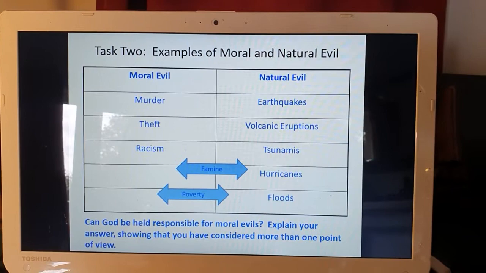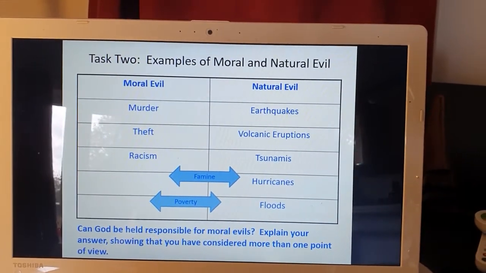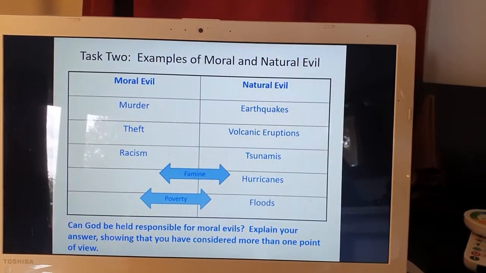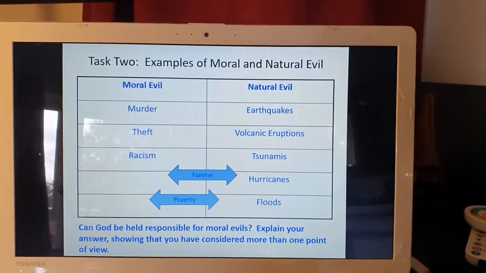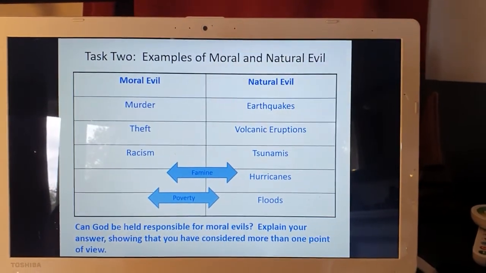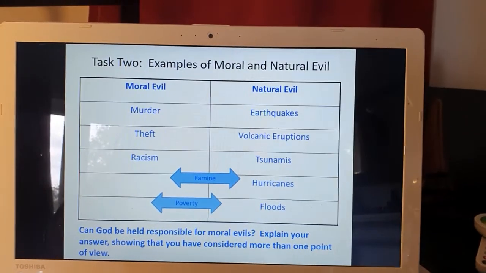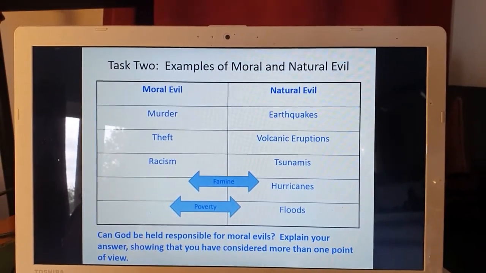And consider as well, a key question at the bottom: can God be responsible for moral evils? Some religious people say that it's humans that have free will and we must bear responsibility for moral stuff that goes wrong. And when we look at defences to the problem of evil in year 10, that might be something that we think about a lot.